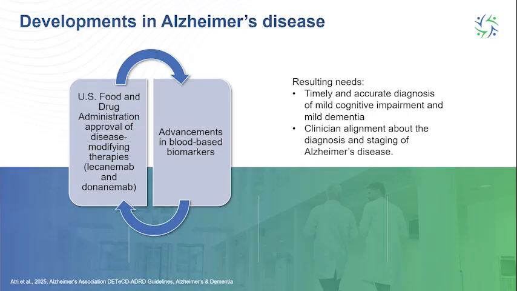Another significant development is the emergence of blood-based biomarkers. This access has the potential to transform clinical practice, potentially making biologic screening of Alzheimer's disease pathology available outside of specialty centers. We're in a transition phase right now where blood-based biomarkers are being integrated with the traditional CSF and PET scan biomarkers. And these new therapies and biomarkers make it especially important to have alignment among clinicians about the diagnosis and staging of AD.